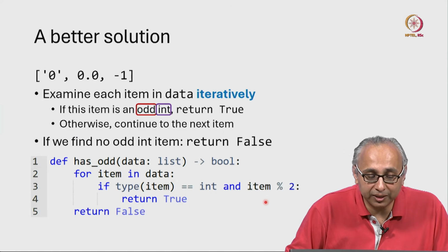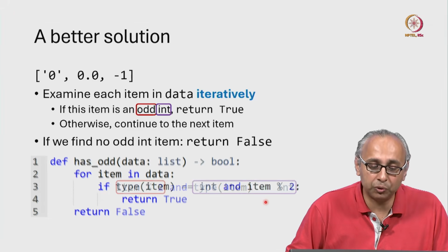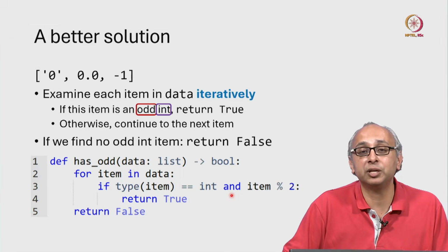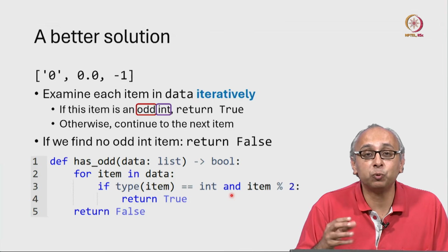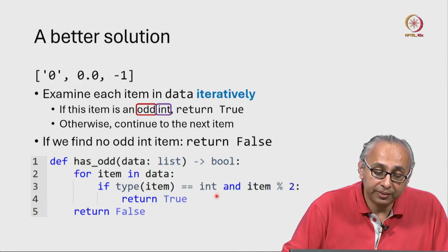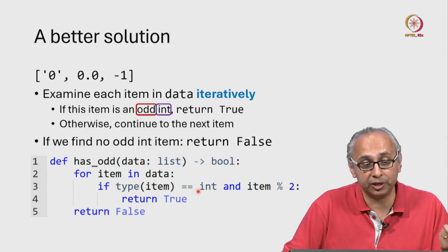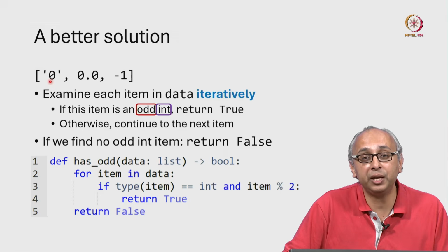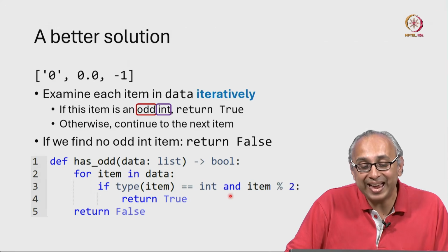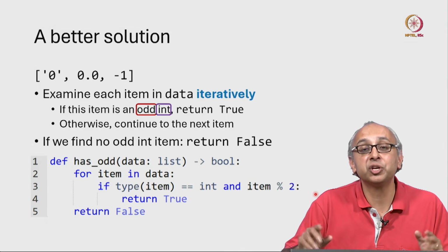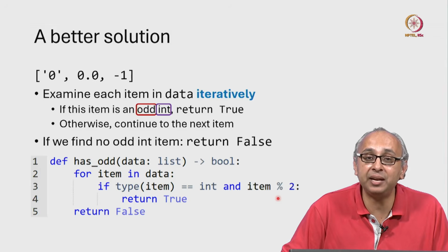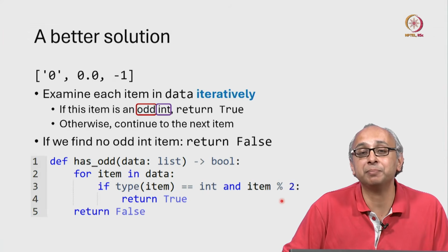Remember, the difference between the previous code and this code is important. We are taking the AND of two conditions, but remember, AND works with this short circuit logic, which means that if the type was not an integer, such as for example for this string, this condition would be false, and false and anything is false. So the short circuit logic does not calculate the remainder of the string divided by 2.